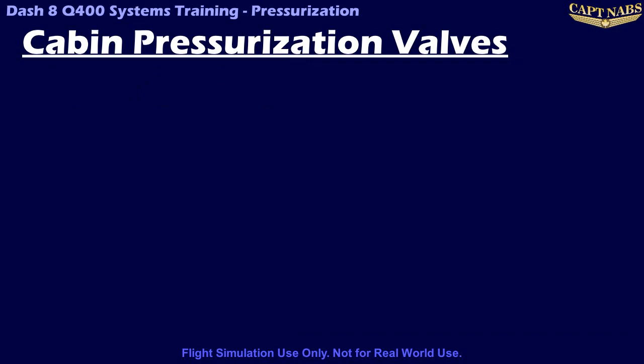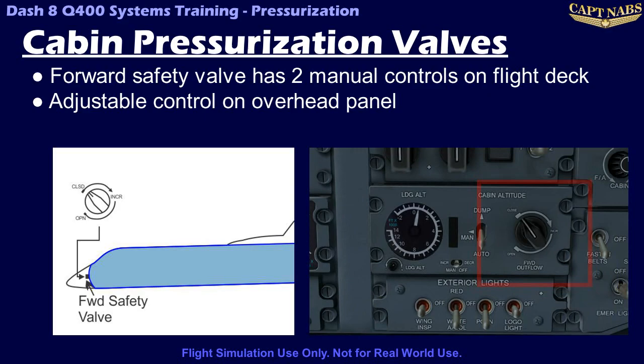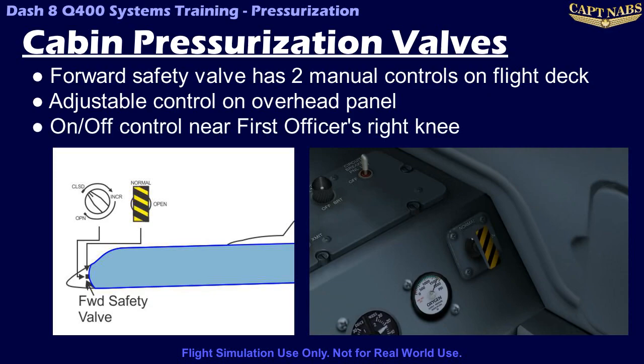The forward safety valve can also be manually opened by two controls in the flight deck. One is on the overhead panel on the cabin pressurization panel and allows you to vary how much the forward safety valve opens, from full closed to full open. The other control is near the first officer's right knee and only functions as an on-off switch, either fully open or fully closed.